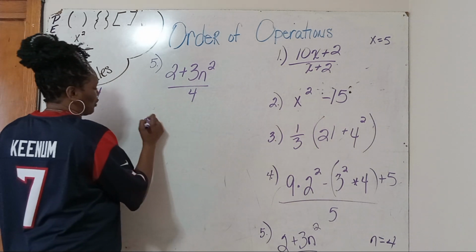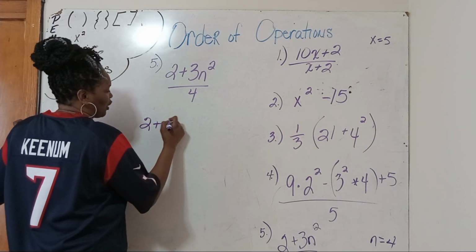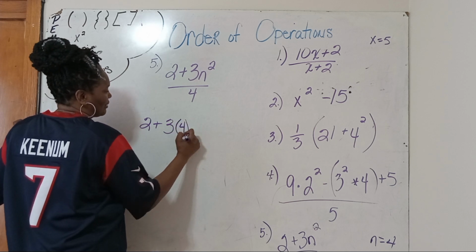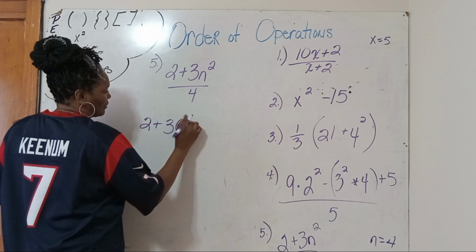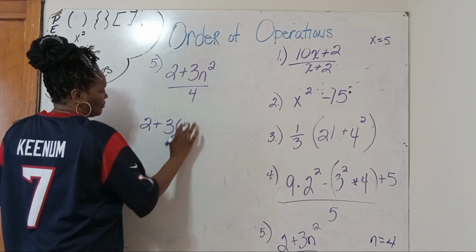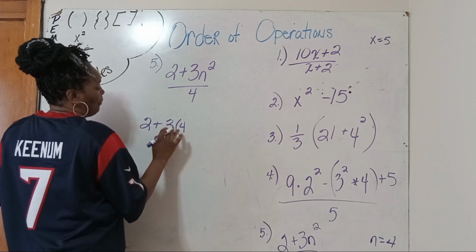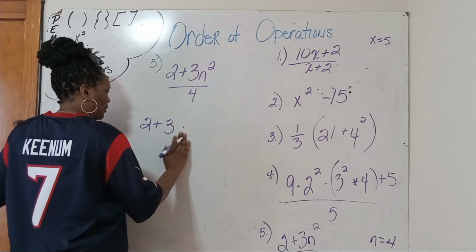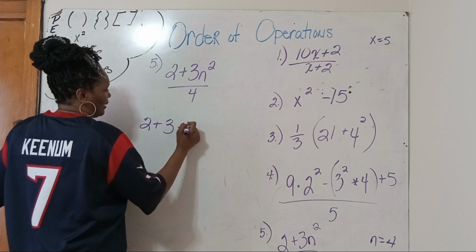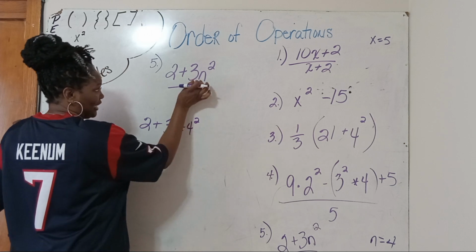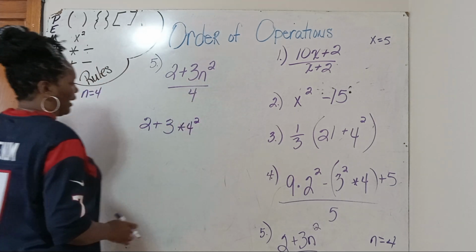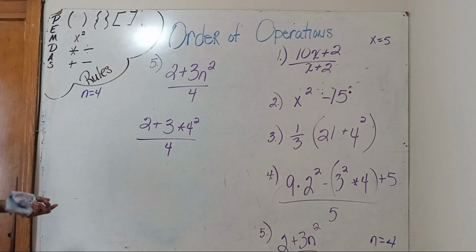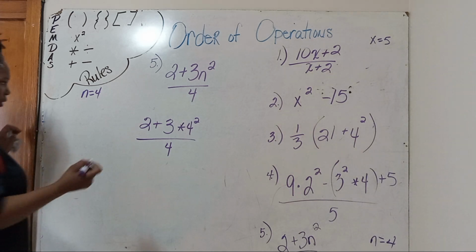So we have 2 plus 3 times n to the second. I put a parentheses right here because we could have done this: times 4 to the second. Because these two are touching, that means they're multiplied, over 4. So now it looks a whole lot better. All right, so let's keep working.